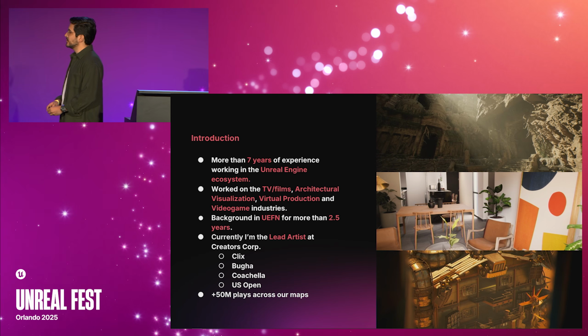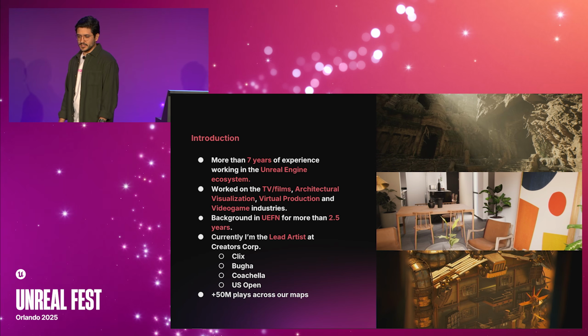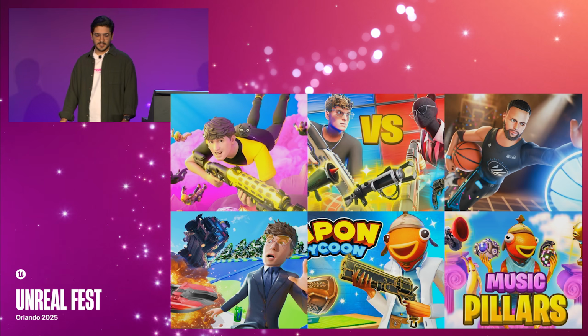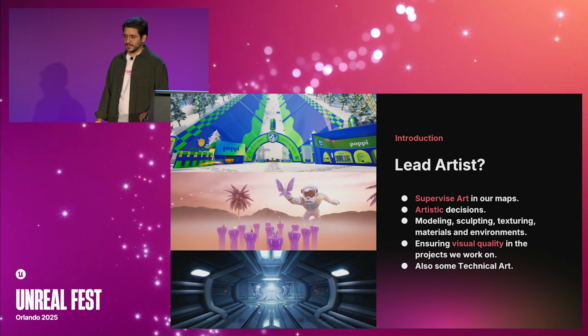We're a Fortnite studio that helps brands and influencers bring their ideas to Fortnite, such as Clicks, Booga, Coachella, the US Open, among others. And we have over 50 million plays across all of our maps. This is just a quick example of some of the maps that we've worked on. Booga Endgame, Clicks Red vs. Blue, Stephen Curry, the Clicks Mega Ramp, Weapon Tycoon, the music pillars for Coachella, and many more.